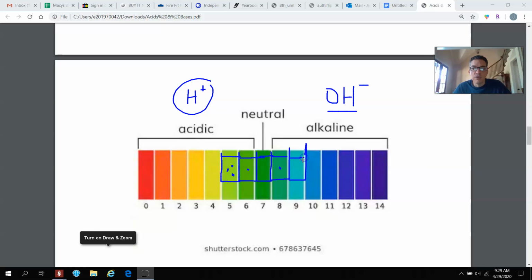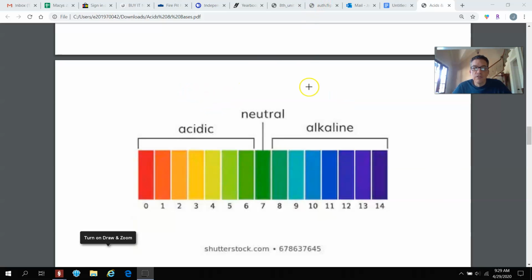If you got up into higher level chemistry, this gets a little bit more of a complicated understanding of things, but we don't need to go there. But the idea is that as we move away from 7, we're getting higher concentrations, and there's the vocabulary word from this past week or so, higher concentrations of hydroxides, and as we get closer to 0, we're getting higher concentrations of hydrogen ions.